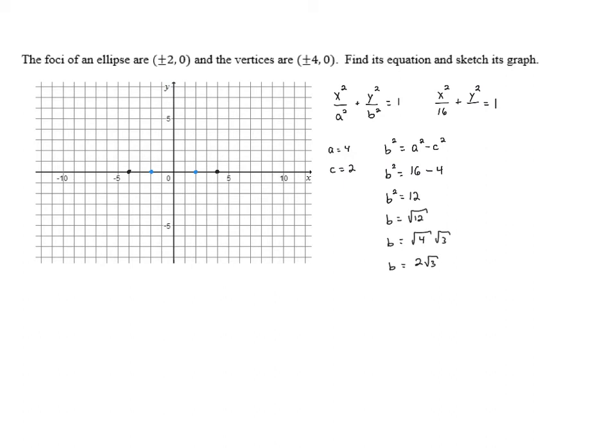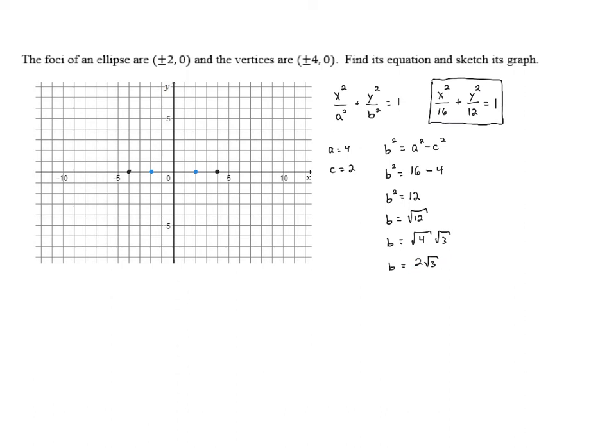Now, you might be wondering why we needed b alone, because we knew that b squared is 12, and so we can just put a 12 in the denominator here to get the equation. And you're right that we don't need that for the equation, but we were also asked to sketch its graph. So if we want to figure out what the y-intercepts are, we need to know the value of b itself.